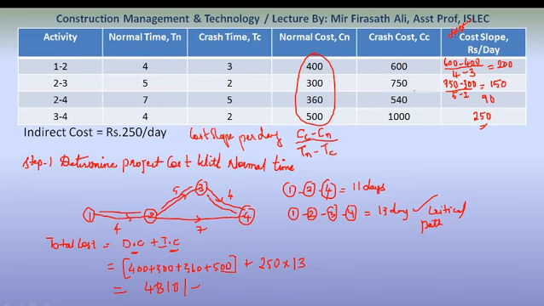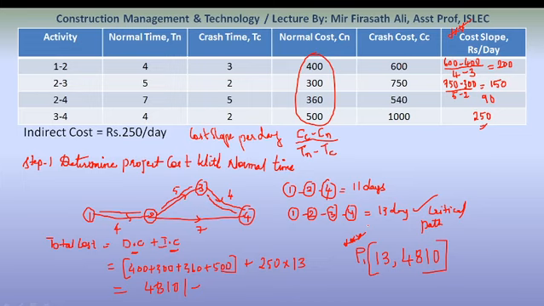So when we mark this, what is our project time and project cost? Our point 1: 13 days. For completing the work in 13 days, how much cost do we need? 4,810 rupees. So this is our point 1, the normal cost. From the next step, we will start crashing the activities.